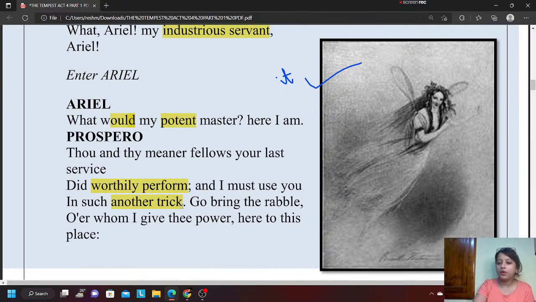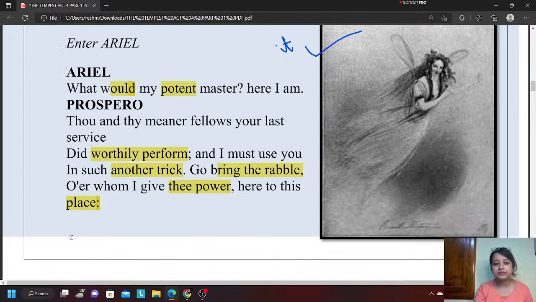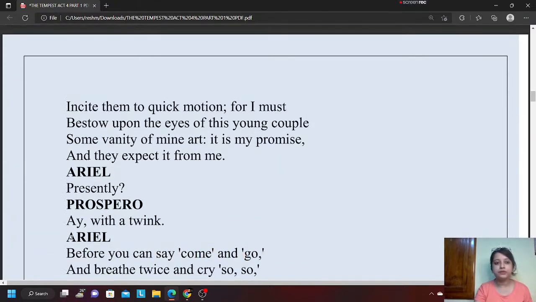So bring the rabble. Rabble means the rest of the spirits, the mob of spirits over whom I give thee power. You can control the less powerful spirits. I have given you power over them. Meaning all the other spirits that you can control, bring them all to this place. Now you can be asked, why does Prospero want this? Before that, we'll move to the next page.